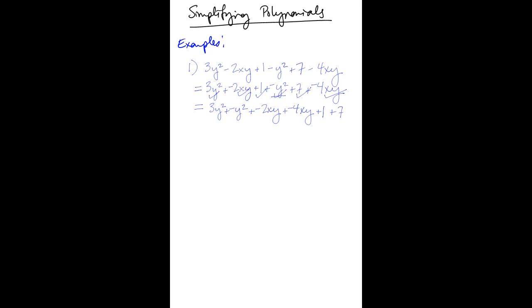I can see I have all 6 terms. I've just written them in a different order. Now, these two terms are like terms because they both have y squareds in them. So I'm going to get something y squared.